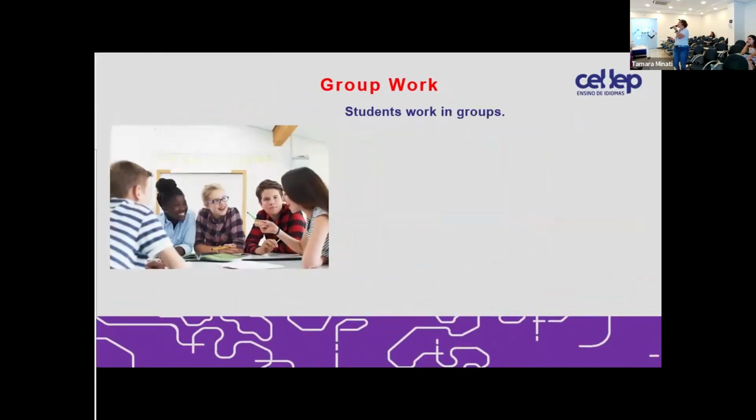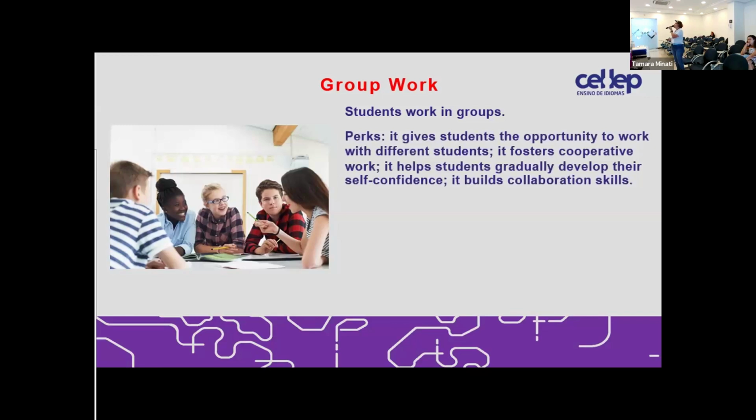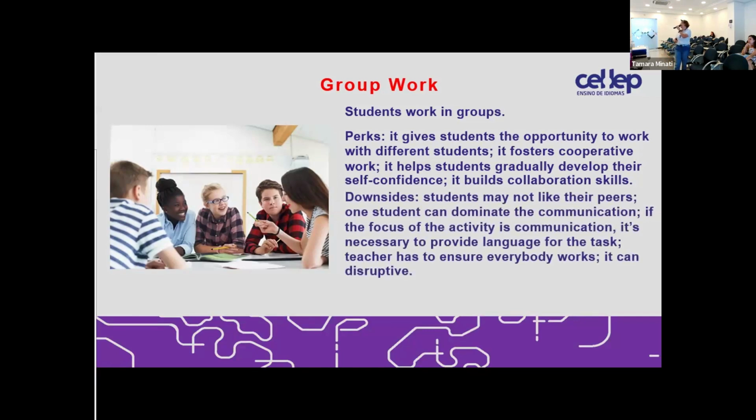Group work: students work in groups of 3, 4, 5, whatever is necessary. The perks: it gives students the opportunity to work with different students, which is good. It fosters cooperative work, helps students gradually develop their self-confidence, and builds collaboration skills. So the same things are pretty similar to what we have in pairs. It works for groups. The downsides, again: students may not like their peers. One student can dominate the communication, okay?